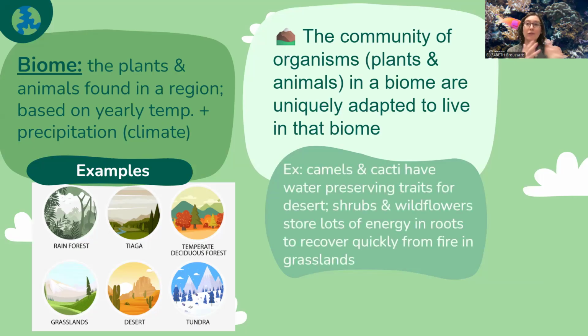So again, we do have those unique plants and animals, but the biome itself is defined primarily by the temperature averages and precipitation patterns, and those then define what plants and animals end up living there.